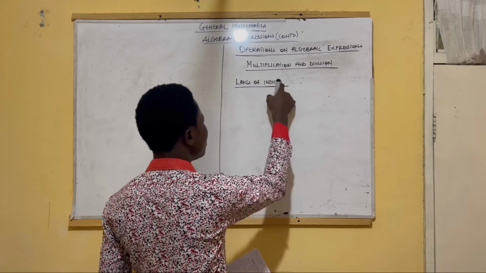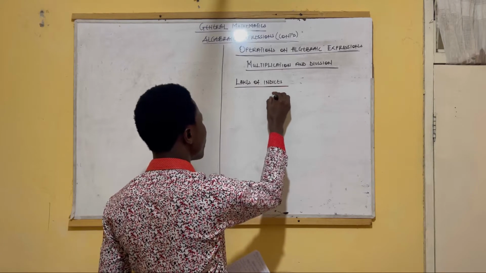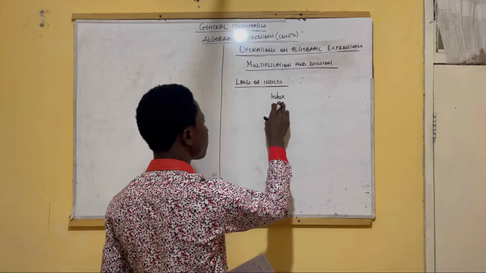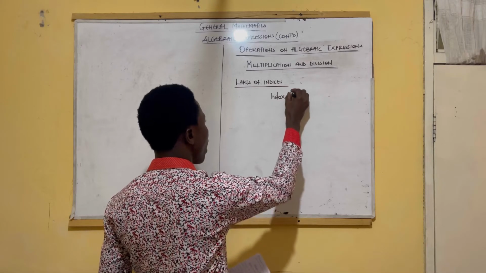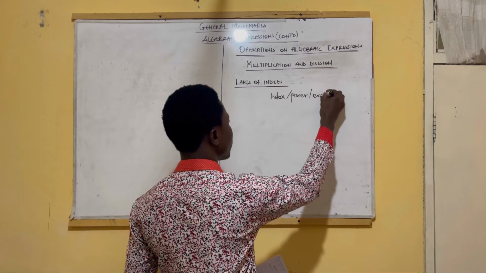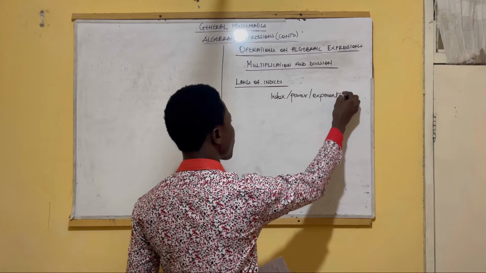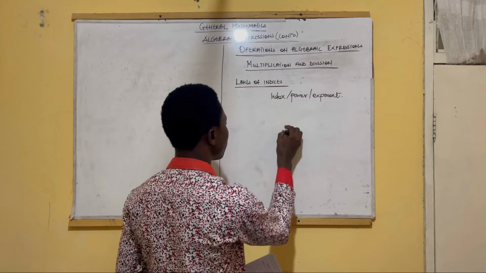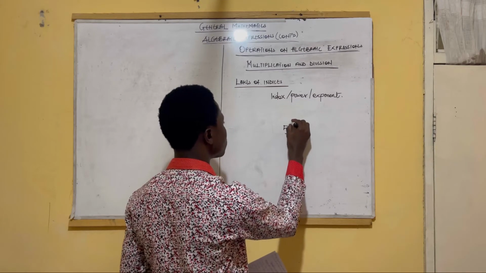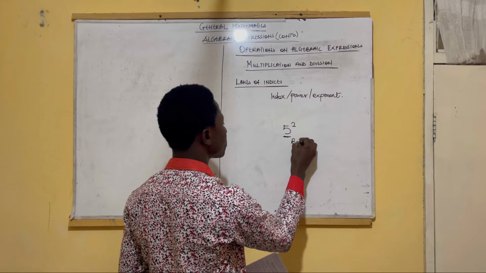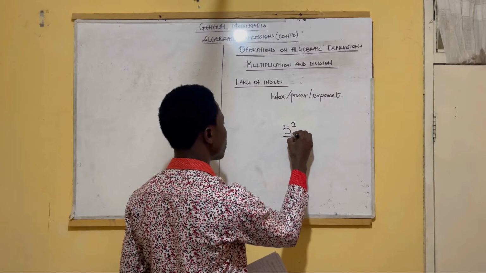Well, indices comes from the word index. Another word we can use to paraphrase index is what? Power, or better still, exponent. So let's take a look at this one. 5 exponent 2, all right? So 5 is called the base.